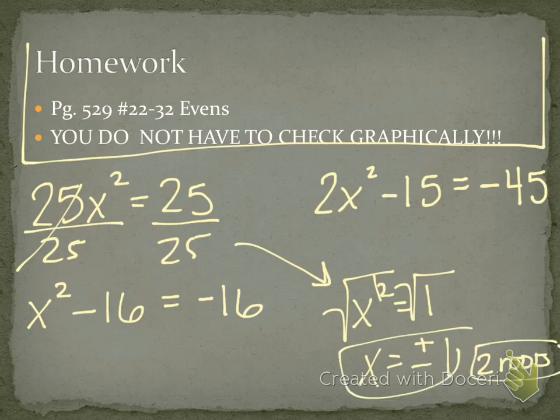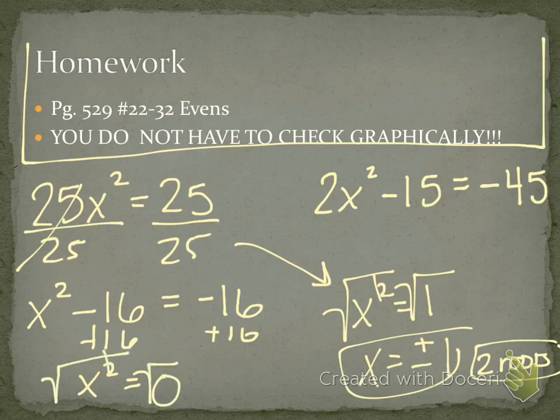All right, now let's do this next one. What would I do to the next problem, Angelica? This problem right here. What would I do? Plus 16 on both sides. X squared is equal to, what's negative 16 plus 16? Oh, it's 0. Do the square root. And x is equal to 0 with how many roots? 1 root. Very good. Okay.